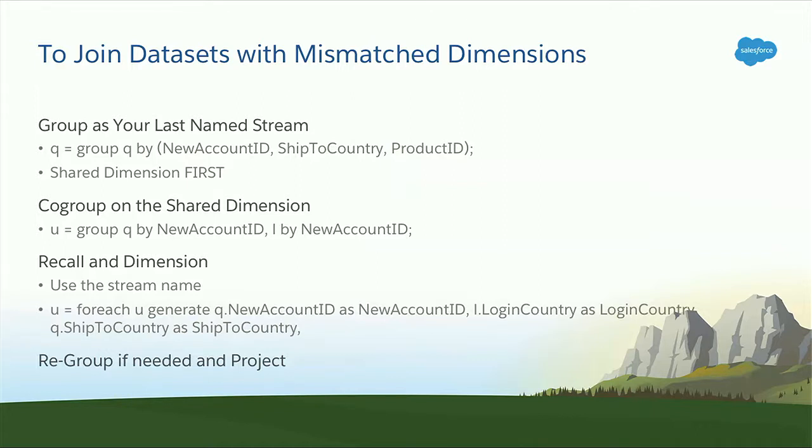And then I regroup if needed and project. I regrouped in this case because I don't really care about the account IDs. It was just a key I could use to match those two data sets together.